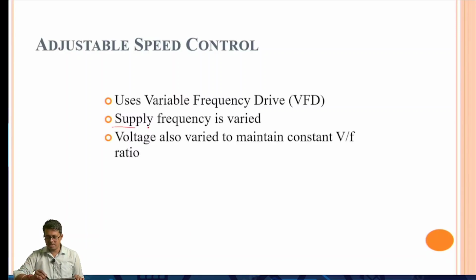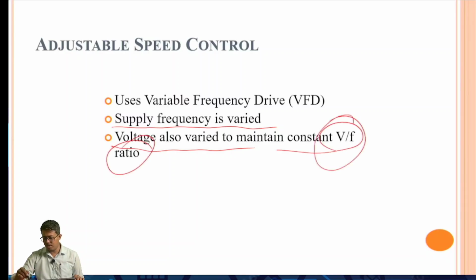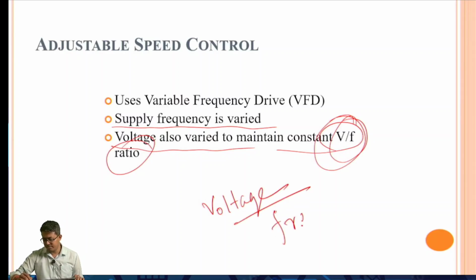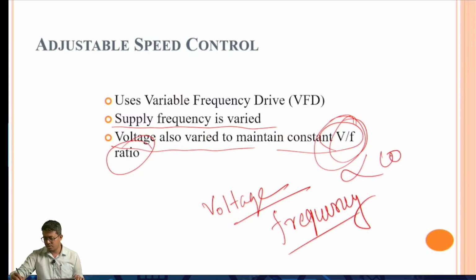Here the supply frequency is varied, and even the voltage is also varied to maintain the V by F ratio constant. So here our main aim is to maintain the V by F ratio, that is voltage and frequency, constant. That is our main aim.